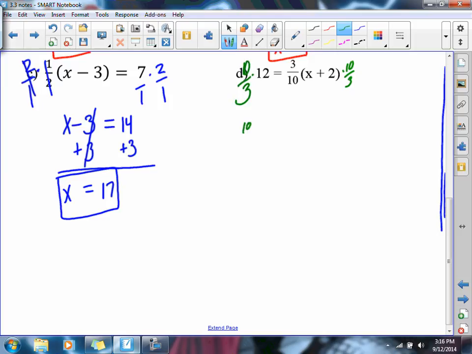Okay, so I have 10 over 3 times 12 over 1. And then over here on my right-hand side of the equation, when I multiply by that reciprocal, everything cancels. So I get the x plus 2. Now, on the left side, I could cancel a little bit. I could multiply across and get 120 divided by 3. Or I could say that the 3 goes into the 12 4 times. And now 10 times 4 is 40.